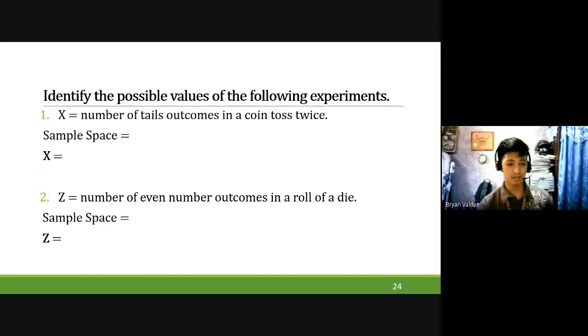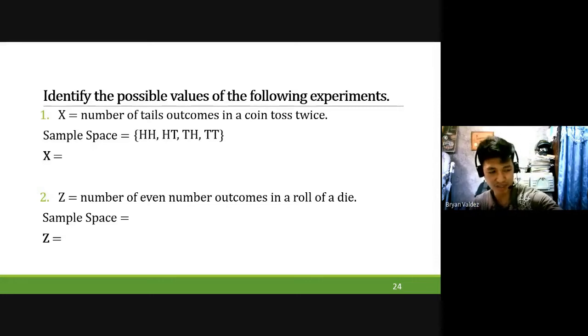Ayan. So identify the possible values of the following experiments. So variable x is the number of tails outcomes in a coin toss twice. So, ang sample space niya ay head, head, head, tails, tail, head, and tail, tail. So, kindly write down the elements or the possible values para sa number 1. Do not forget the curly braces. Curly braces. We are looking for the number of tails based on the problem.